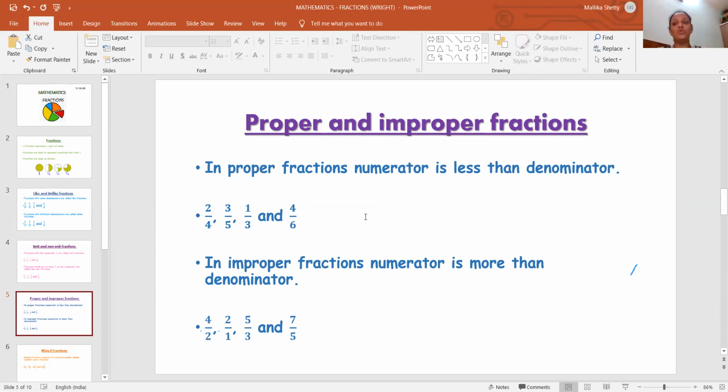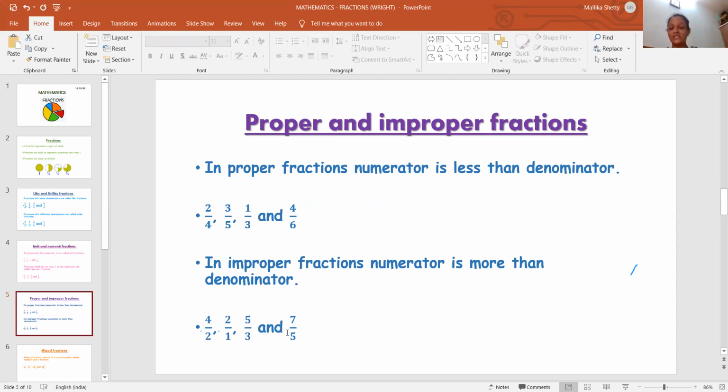If that image is divided into 6 equal parts, out of which 4 are colored, the fraction will be represented as 4 by 6. That is how a fraction is written, right? The total number of parts is written in the denominator and the shaded part is written as the numerator, correct? Am I right? Yes.